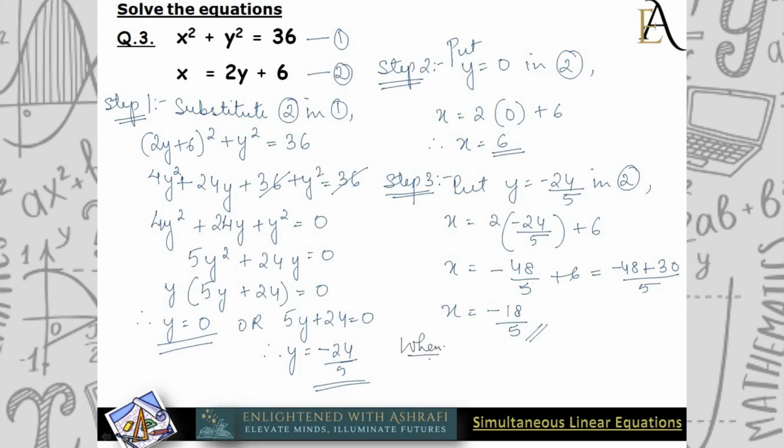Therefore, we get two solutions. When y is equals to 0, x is 6. When y is equals to minus 24 upon 5, x is minus 18 upon 5. This is how you can solve equations if one of the equations is non-linear.